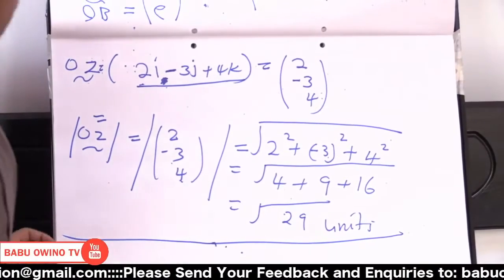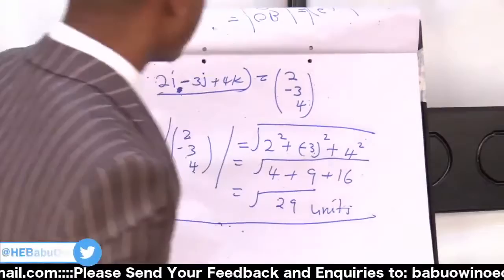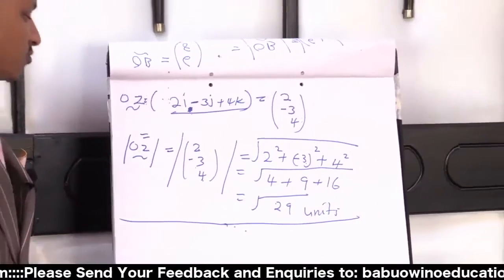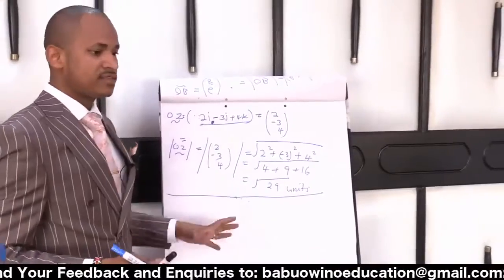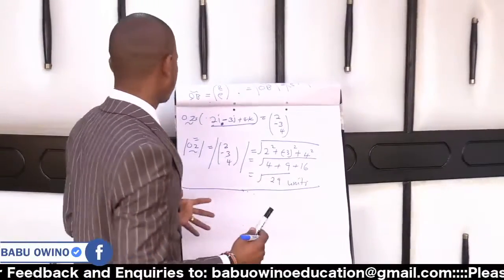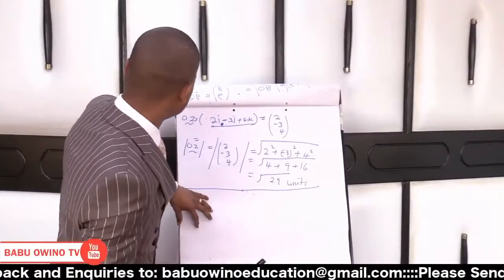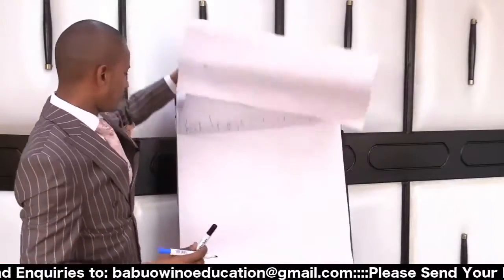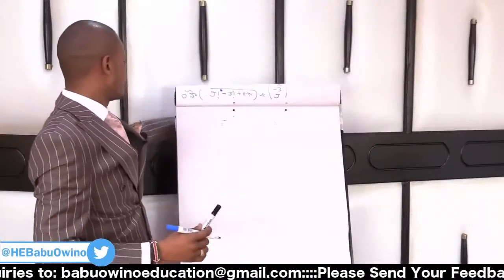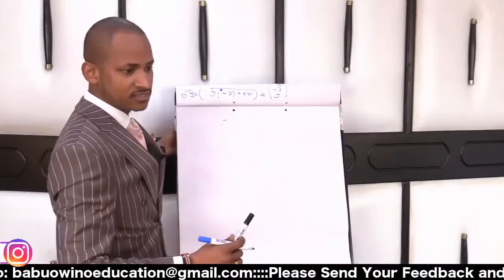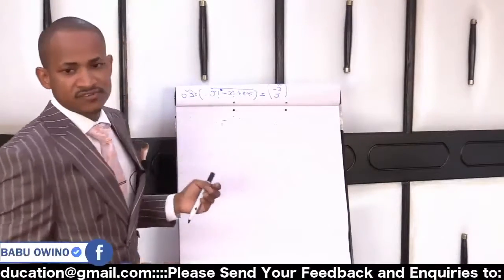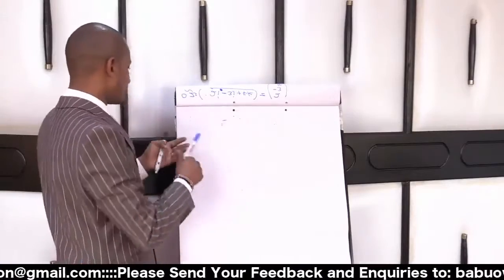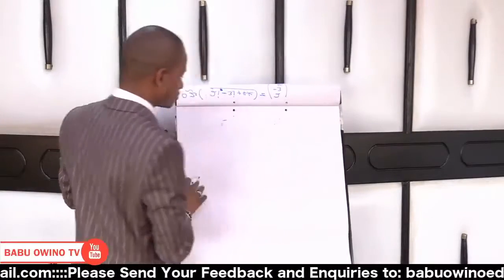So I think this is as easy as that. Vectors are very easy, just concentrate. I normally tend to make these topics as easy and as digestible as possible, so that when you face your exams, you face them with a lot of ease. So after the unit vectors, we go to the linear combination.